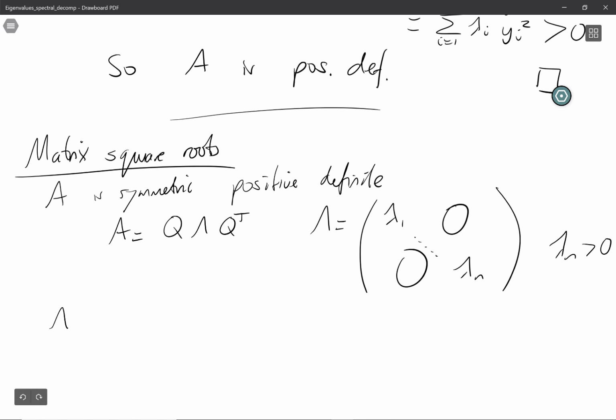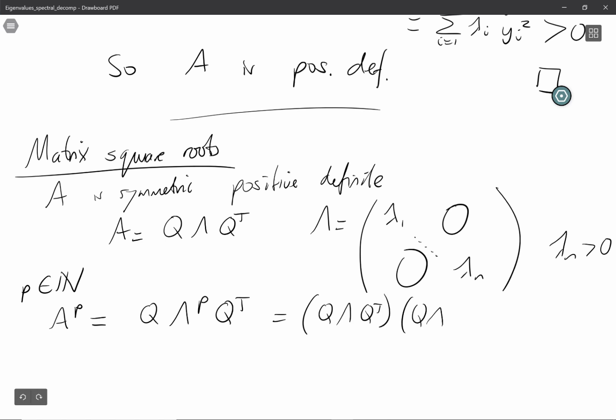Okay, so first of all, if P is some positive integer, it's fairly easy to see that A to the power P is just Q lambda to the power P Q transposed. If you think about it, when you write this product, if you've got Q lambda Q transposed times Q lambda Q transposed times Q lambda Q transposed, when you move these brackets, you're going to get all these terms down to the identity, and you're going to get the form as claimed.